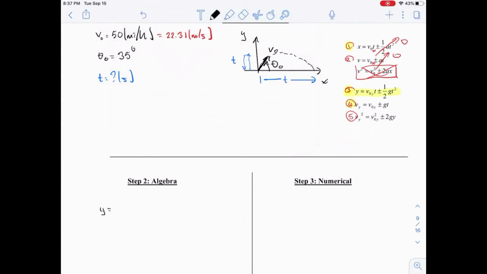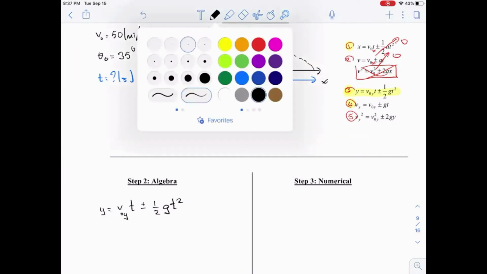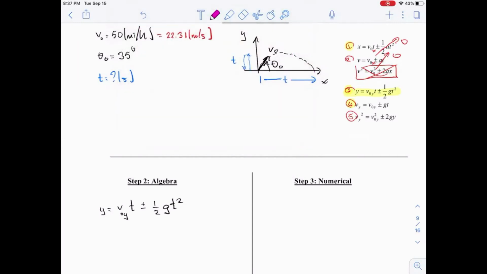So final height equals initial speed in the y direction times t, plus or minus 1/2 g t squared. Guys, what is the final height here? It's going to be 0. Immediately you go, oh, and all of a sudden you realize that you know something else. What you know is that the final height is going to be 0, which means that this term is going to be 0.